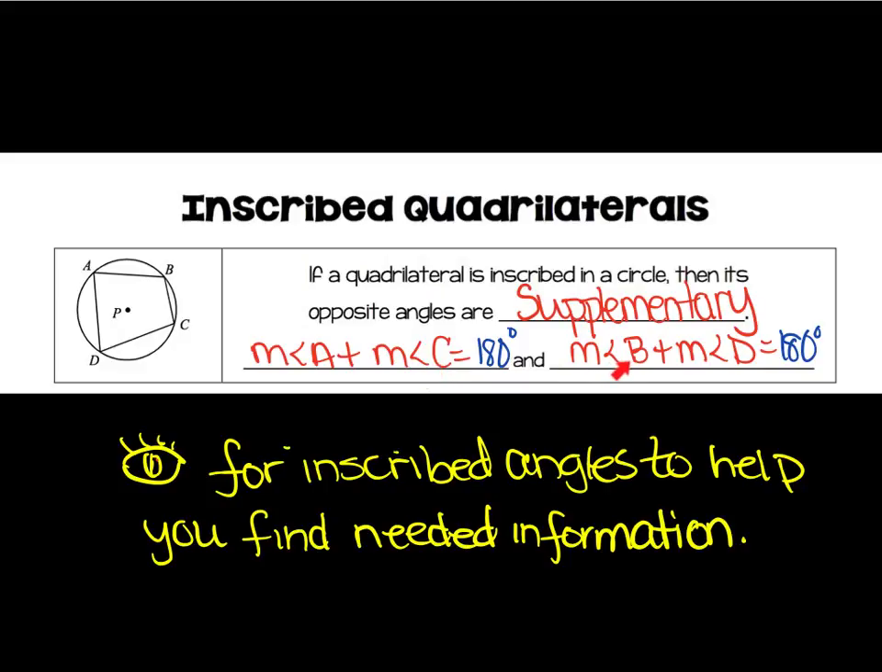Also, the measure of angle B plus the measure of angle D is also 180 degrees. Sometimes you have to look for the inscribed angles to help you find the needed information. If you look for the angle and you don't have it, look for the arc, and the arc could help you find the angle.